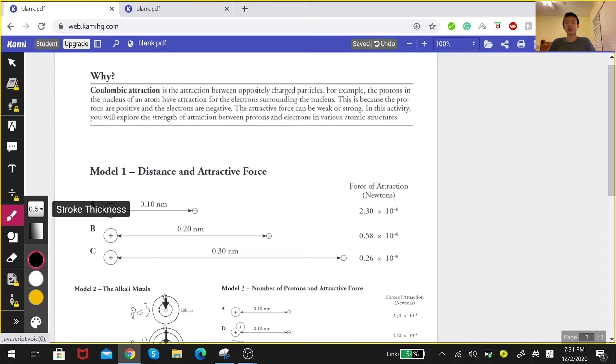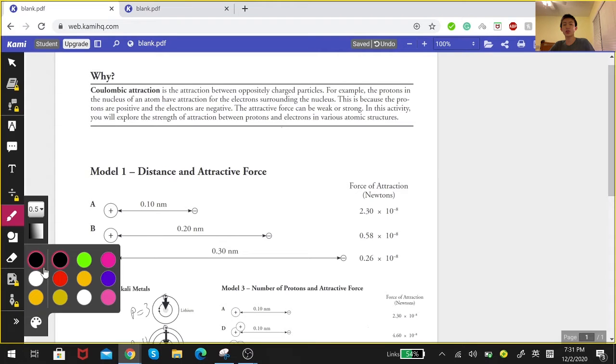Hi, today we'll be doing an introduction to Coulombic attraction. So Coulombic attraction is basically oppositely charged particles attracting each other, like the positively charged nucleus attracting the electrons.